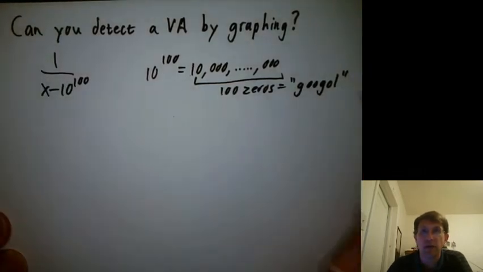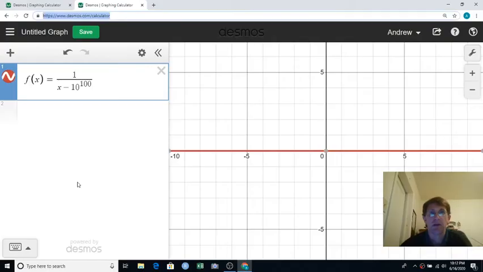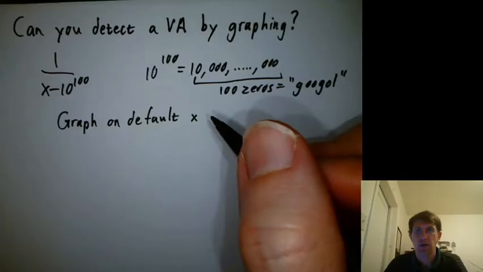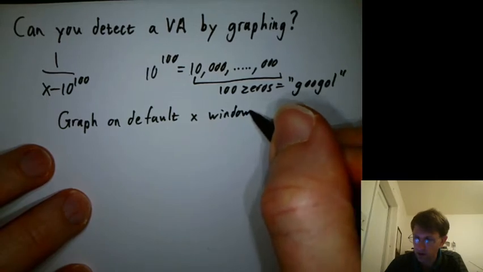So does that have a vertical asymptote? Well, let's go check the graph. All right, here's our graph of 1 over x minus 10 to the 100. I do not see a vertical asymptote there. It looks like a pretty boring function. Let's go back to paper and pencil.